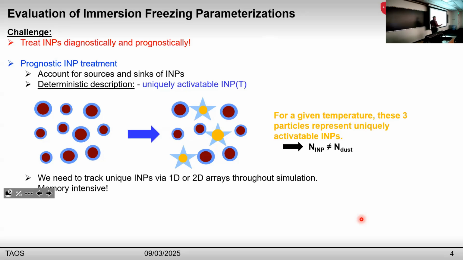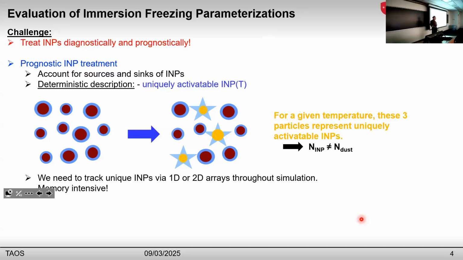So if you model that, what it means is you have to track all of them, because it's instantaneous. If your model air mass reaches the temperature, you switch on ice nucleation. Meaning you have 1 million particles, you have to track for each particle the freezing temperature. It's really cumbersome. It's a huge memory overhead.